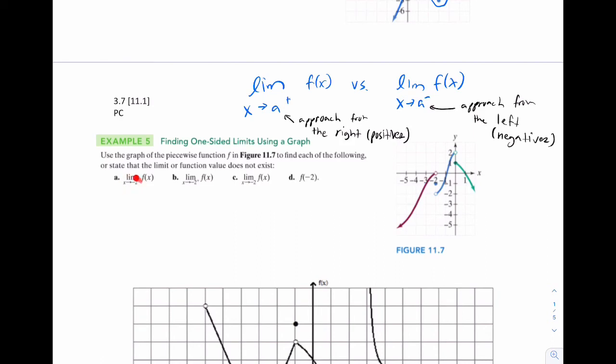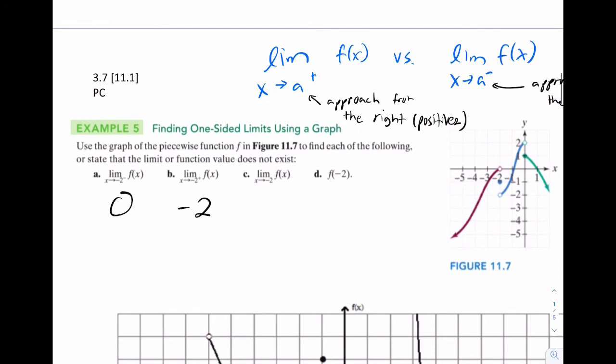So for this one, it says approach -2 from the left. So approach -2 from the left. So I'm only going to stay on the left side. Notice how I'm approaching 0. This says approach -2 from the right. So from the right is going to be here. Notice how I'm approaching -2.